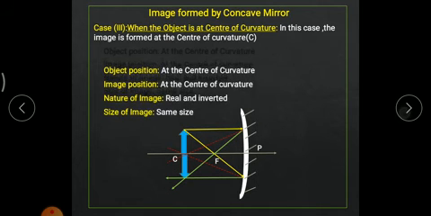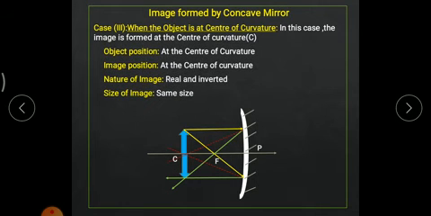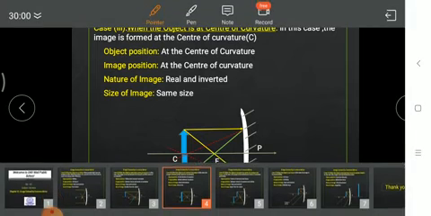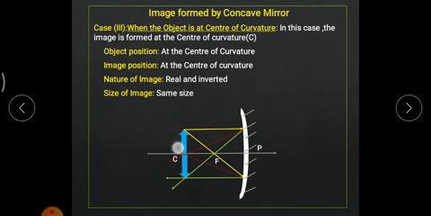So what we have obtained from this case: whenever the object is exactly at the center of curvature, the image would always be obtained at the center of curvature. Though the image is real, it is always inverted, and it is of the same size as the object. As you can see, the object size and the image size are the same, but the image is inverted. This happens whenever the object is placed at the center of curvature.